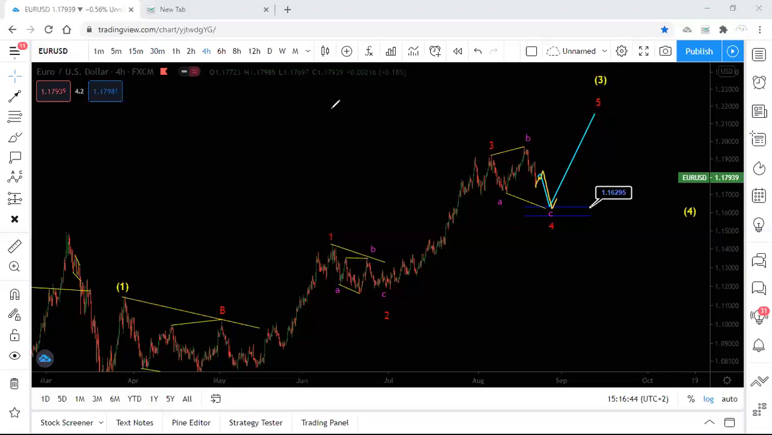And also the DXY inversely, you'll see that it has the move and there's a correction that is currently playing out here. It will complete. It will look more like an expanded one as well, and it's going to drop. That is the DXY. So what you see here is an inverse of the DXY.